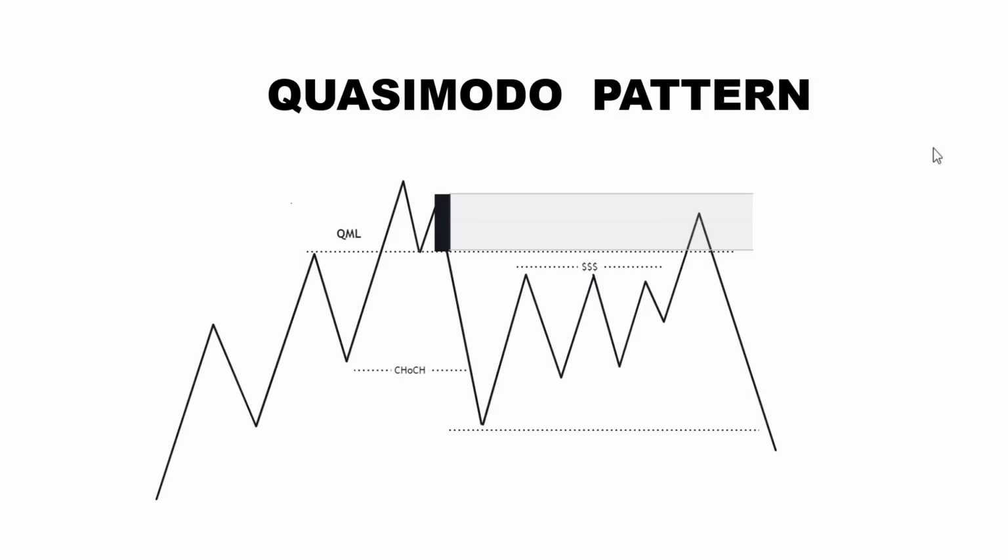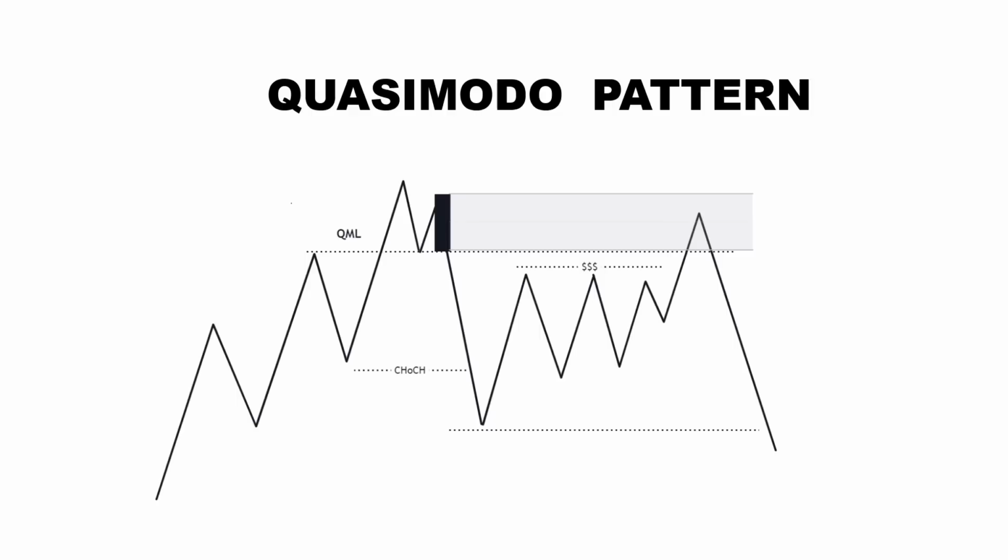In today's video, I'm going to talk about the Quasimodo pattern. A Quasimodo pattern can equally be called the QML pattern. The QML pattern is essentially a reversal pattern that can indicate a change in market direction. This QML pattern has two types and I will explain the two types in today's video.